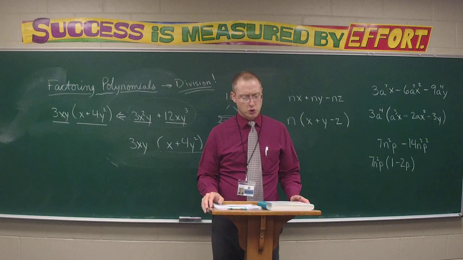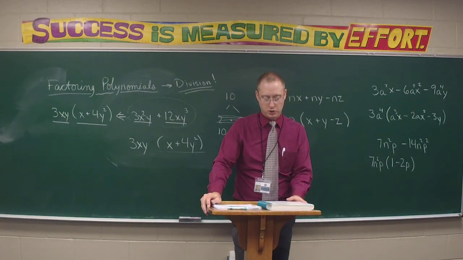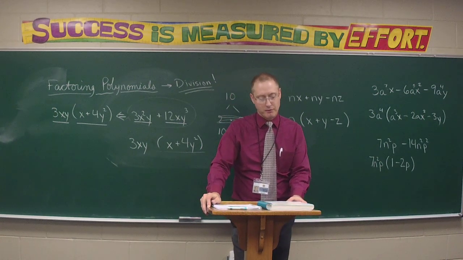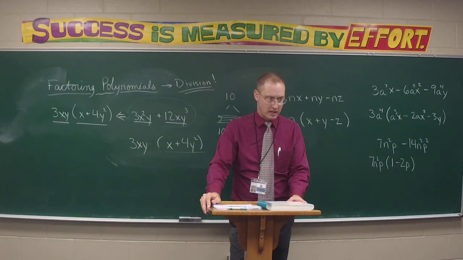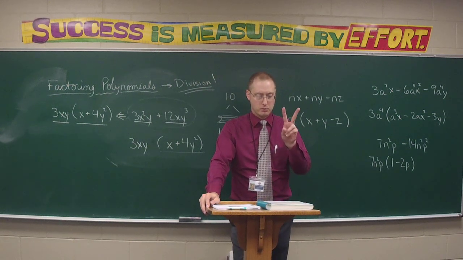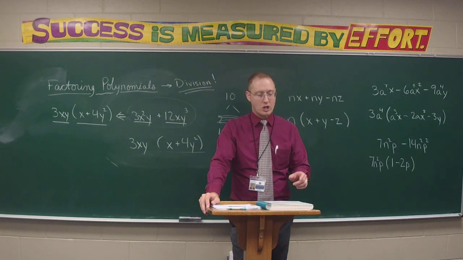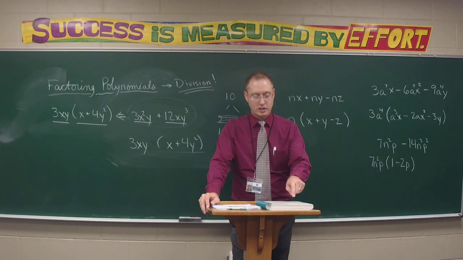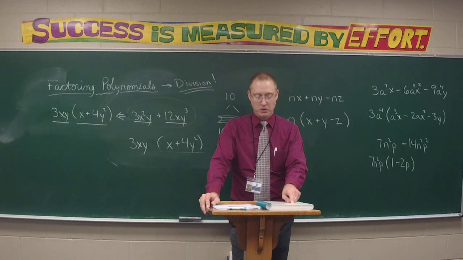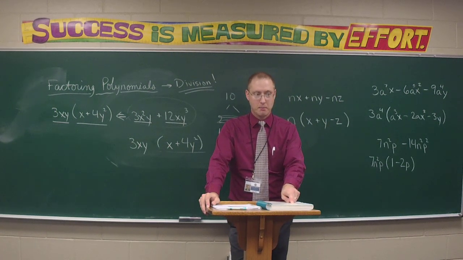Look at letter C. They have 12x times the quantity m plus 2 minus 5 times the quantity m plus 2. How many terms is that, class? 2 terms. Notice that each term has a quantity m plus 2 in it. So they factored out a quantity m plus 2. Notice what was left: 12x minus 5. Questions on example C?